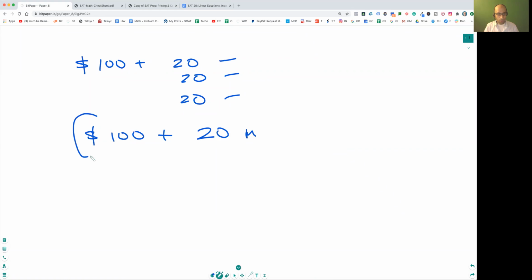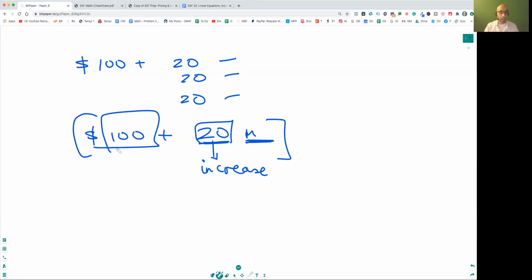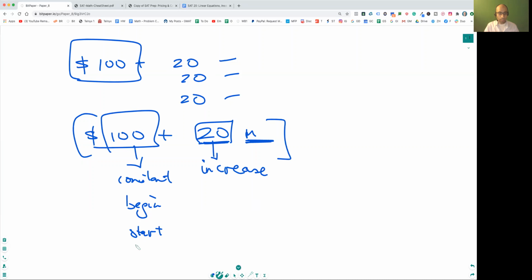Focus your attention over here one more time. This is the number of months. This is the amount every month, so this is kind of like the increase. Remember, this coefficient is always in front of M. This is the increase, and this $100 is your constant. It was your original amount, the amount of money at the beginning, or at the start, or at time equal to 0.